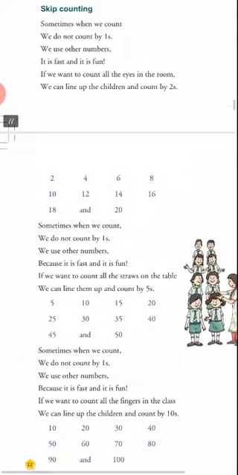I hope this poem is interesting for all of you because you are just reciting this poem. So learn this poem and have fun and try to count by using other numbers. Do not count by ones because it is fast and it is fun.